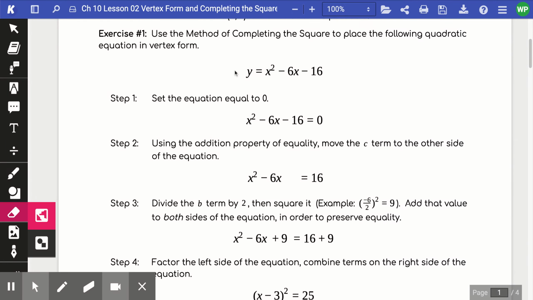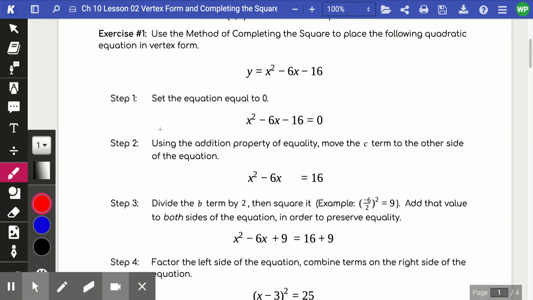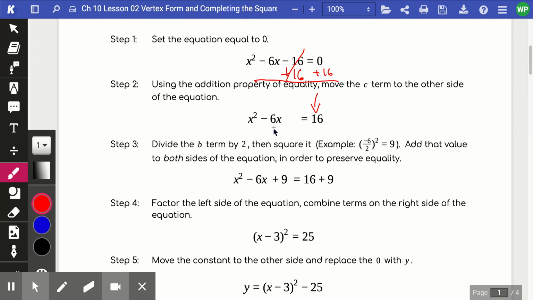So the only difference between this equation up here and this one down here is that there is no more y value, and that y value has been changed to a 0. Now, step 2 says to use the addition property of equality to move the c term to the other side of the equation. So the only thing that's happened here is that we have a minus 16. It says move the c term to the other side. Now, a little piece of advice is to keep a blank space right next to that 6x where the c term was. We're going to be using that. So 0 plus 16 gives us this 16 right here. And negative 16 and positive 16 cancel out, and we have that blank space.